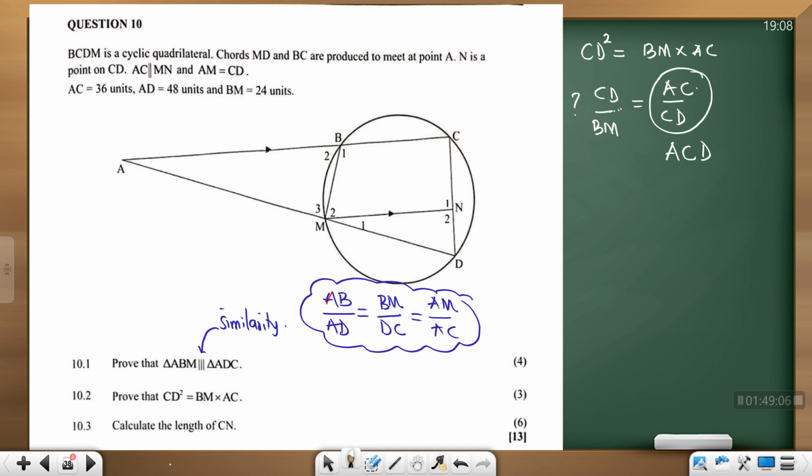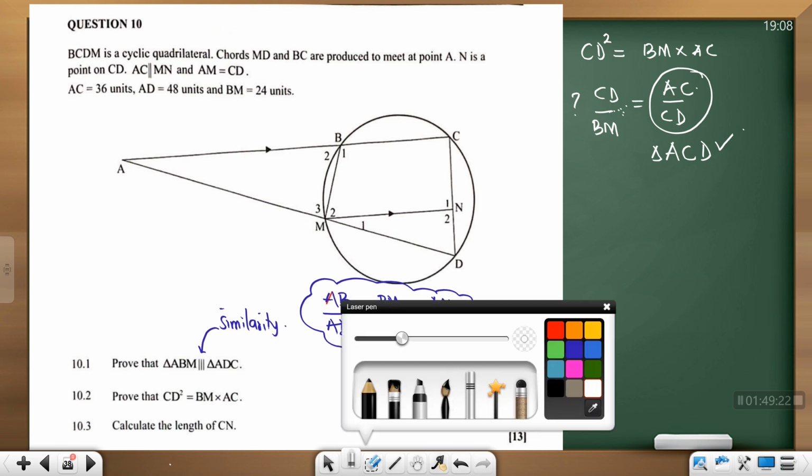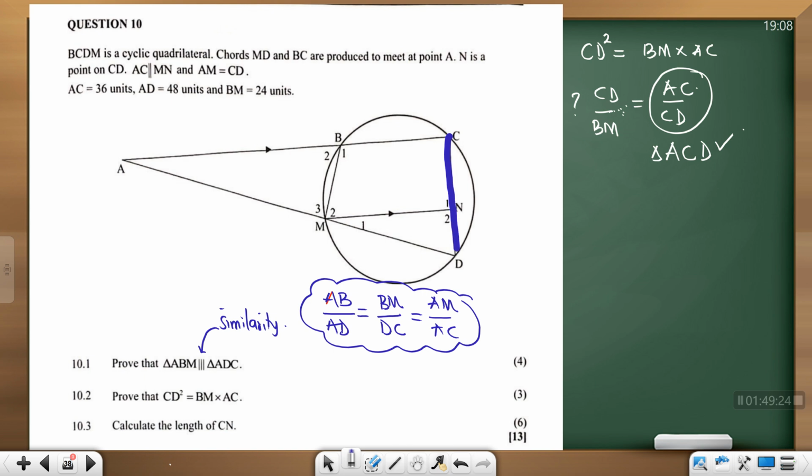Check. Is it a triangle? Yes, it is a triangle. Ah, sweet. I already have this triangle. Do you notice it's question 10.1? Now, let's go check CD and BM. I want us to check something. CD and BM. Go back to your ratio and let's check something quickly.